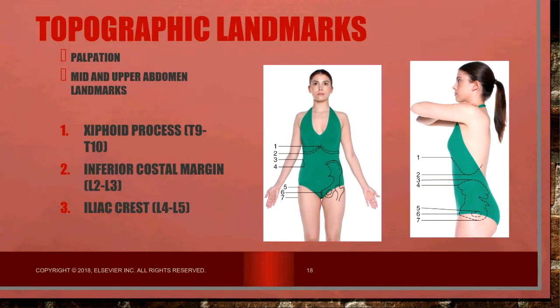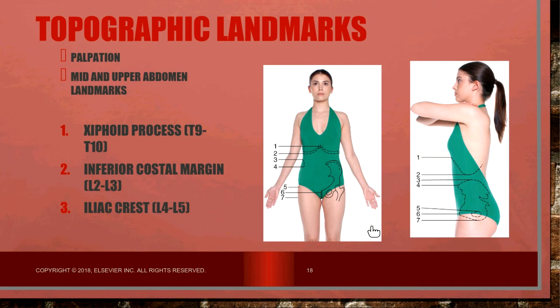As far as the topographic landmarks, they point these out in an anterior position and a lateral. These are things that we palpate, meaning that they correlate to other anatomy, and we use our hand and gentle pressure to palpate where these items are. So number one on both of these references the xiphoid process, which lies at T9, T10. That is used a lot of times to show midline or to reference where the midline of the patient is. Number two references the inferior costal rib margin, which aligns to the level of L2, L3.